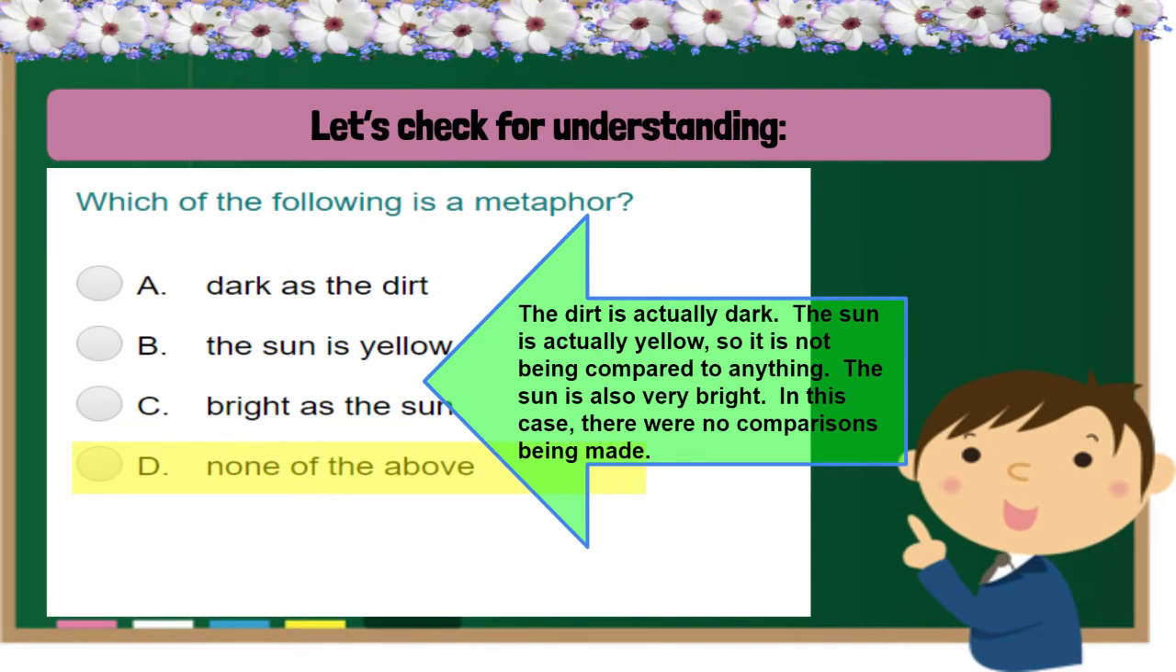Which of the following is a metaphor? None of the above? Yup, you're correct again. The dirt is actually dark. The sun is actually yellow, so it is not being compared to anything. The sun is also very bright. In this case, there were no comparisons being made. Let's keep going.